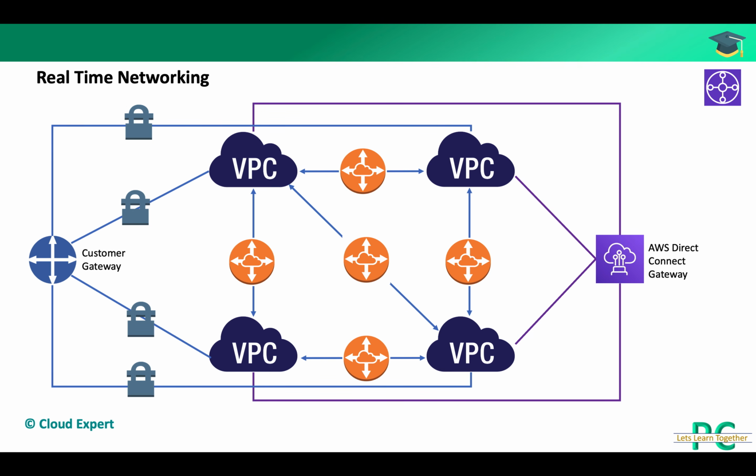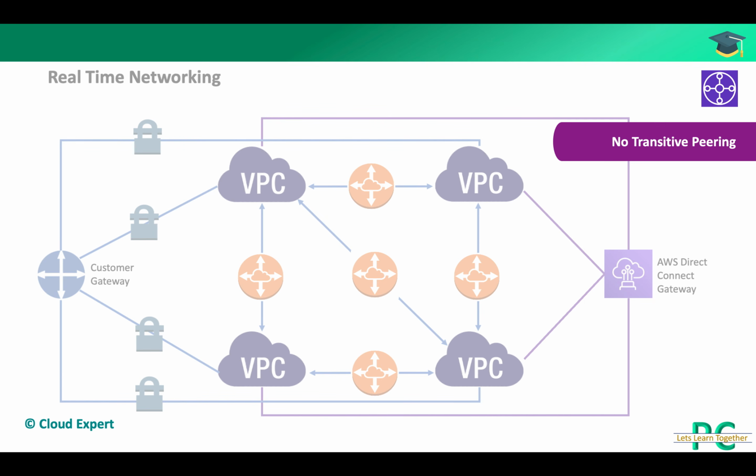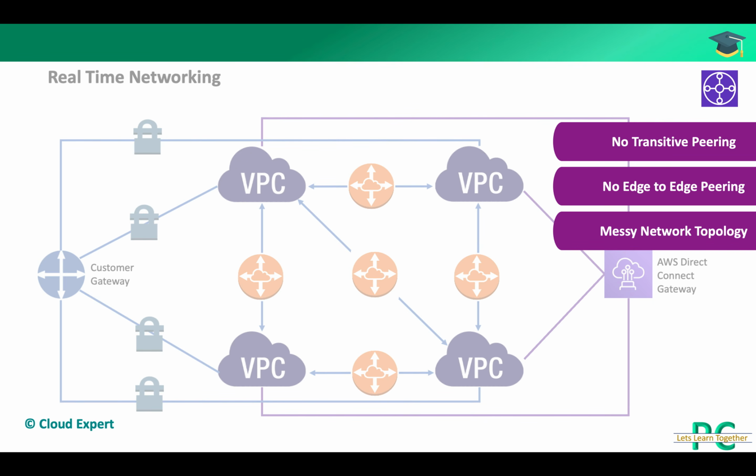More and more VPCs will come into the picture, and you can easily understand that with peering connections, your organization will not be able to sustain the network topology. It will be a nightmare for maintenance. Now what is the solution? To summarize what we saw, there is no transitive peering between VPC to VPC, right? Second, we saw there is no edge-to-edge peering. Third, we saw the messy network topology. And then, what is the solution for all those problems?